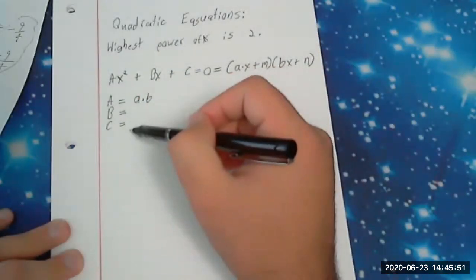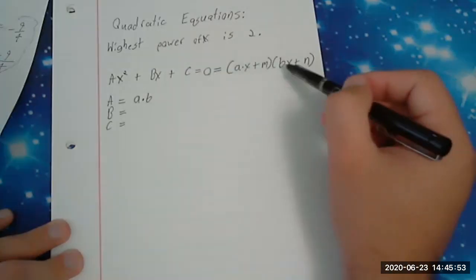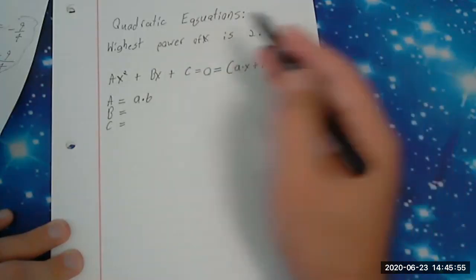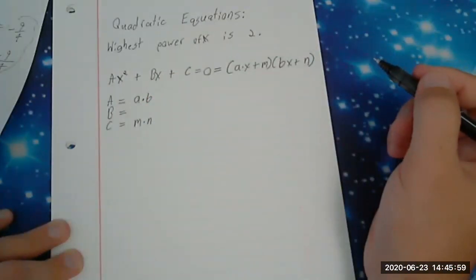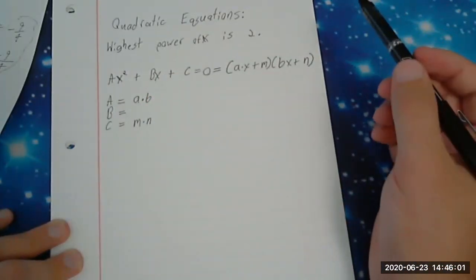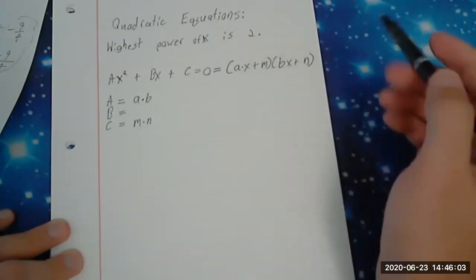And the things that multiply together to give you C are M and N. And then you have the kind of difficult one. This is with the cross terms.